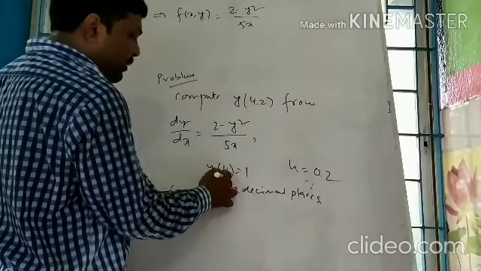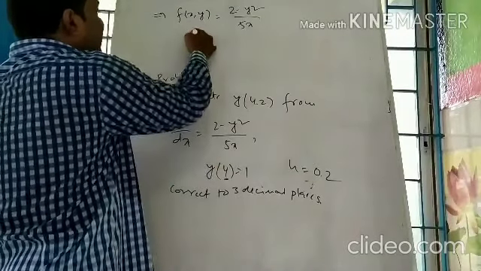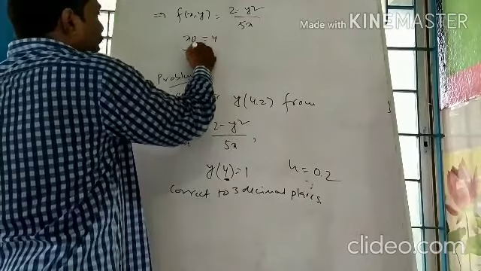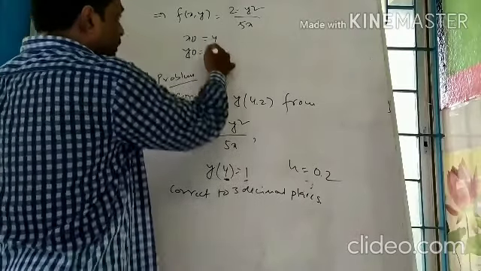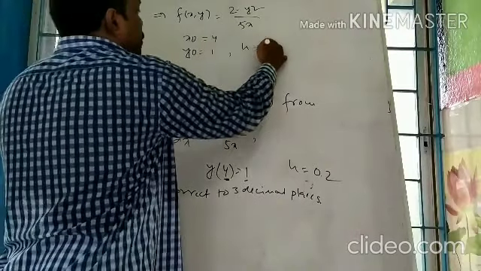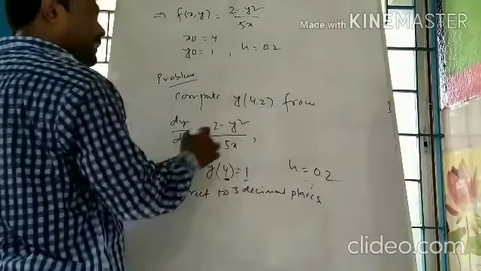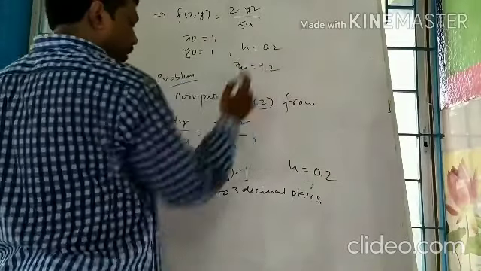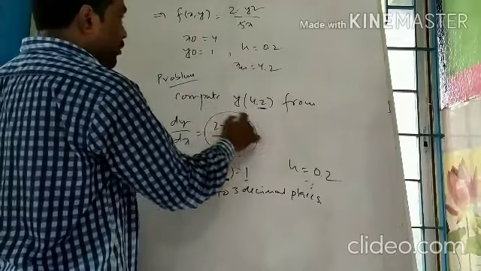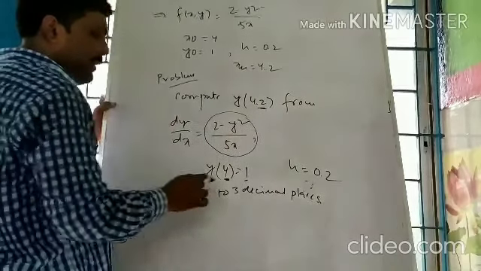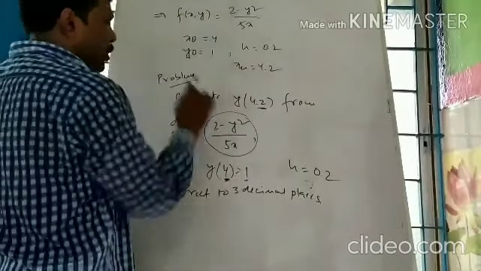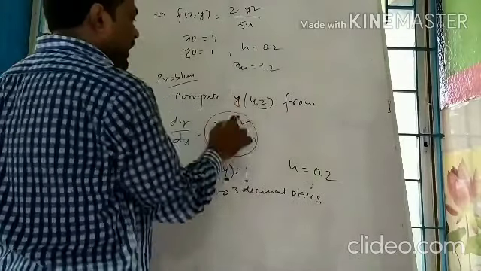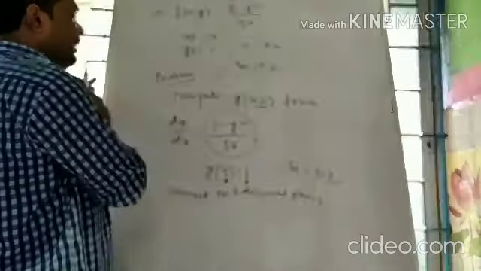This is y0, and this is x0, that is 4. Y0 equals 1. H equals 0.2. This is xn. Xn equals 4.2. This is f of x comma y, that is 2 minus y square by 5x. So x0 is 4, y0 is 1, h is 0.2, and xn is 4.2. These are the given data.